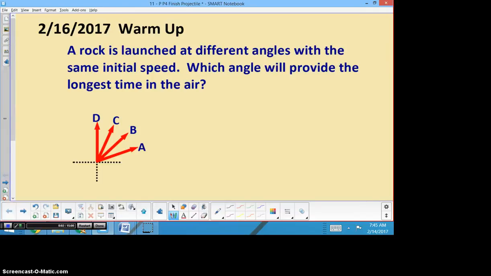Hello. I'd like to begin class today by giving you a warm-up question. We have it pictured here. A rock is launched at different angles with the same initial speed. Which angle will provide the longest time in the air? So we're talking about the longest time in the air. Are we talking about A, B, C, or D?